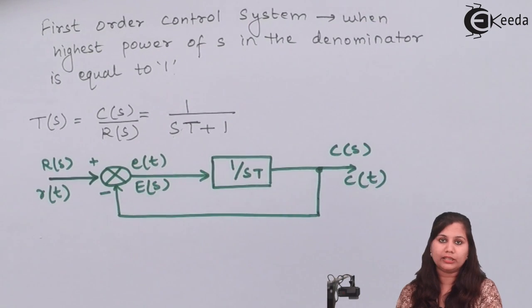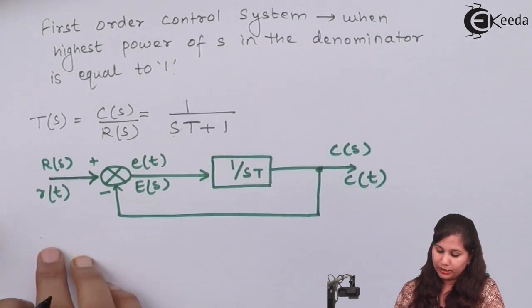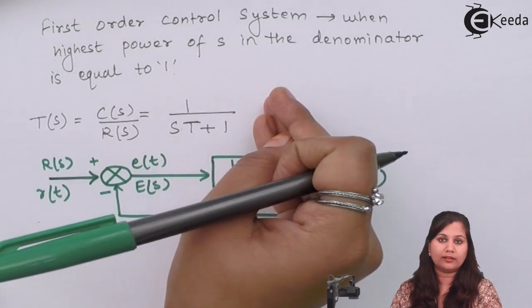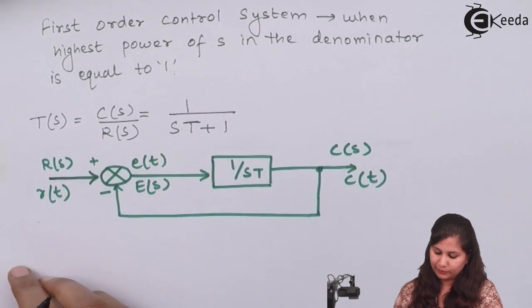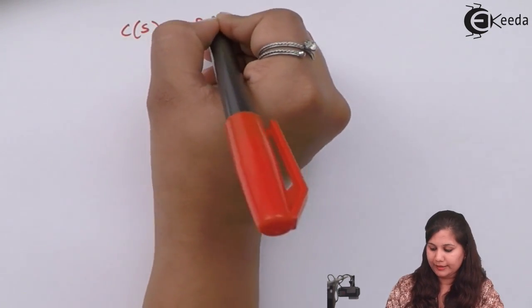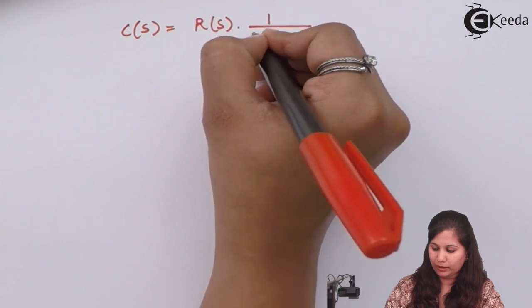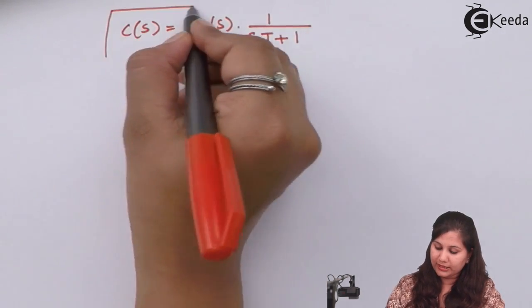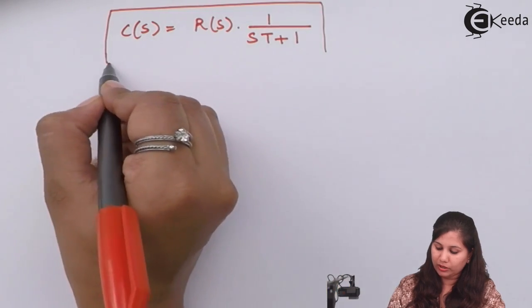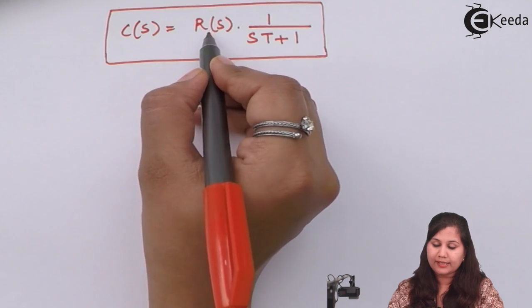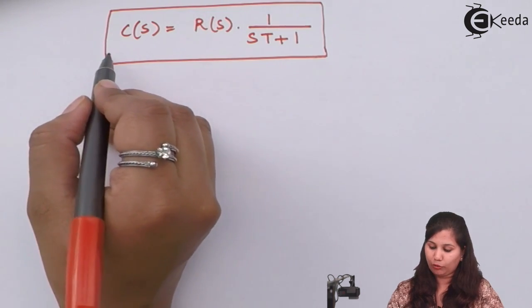So this is the block diagram of a feedback control system, that is a first order control system having unity feedback. Now in this transfer function, if we multiply R(s) on the right hand side, then C(s) will be equal to R(s) multiplied with 1 upon (sT plus 1). So this is the output response, or the value of the output in terms of input. R(s) was input and C(s) was the output.